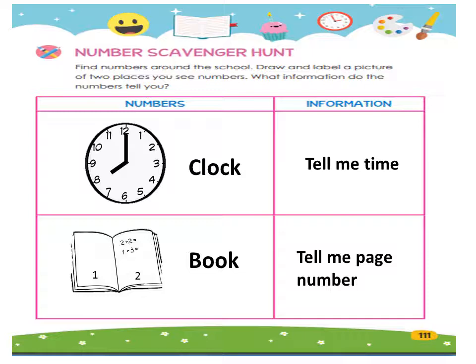Okay, we have learned that numbers give us information. For example, information about time. How is this helpful for me? It's helpful to know time at school, for example, to know when the school starts. At home, to know the time of lunch, the time of our prayers. So numbers are very important in our life.